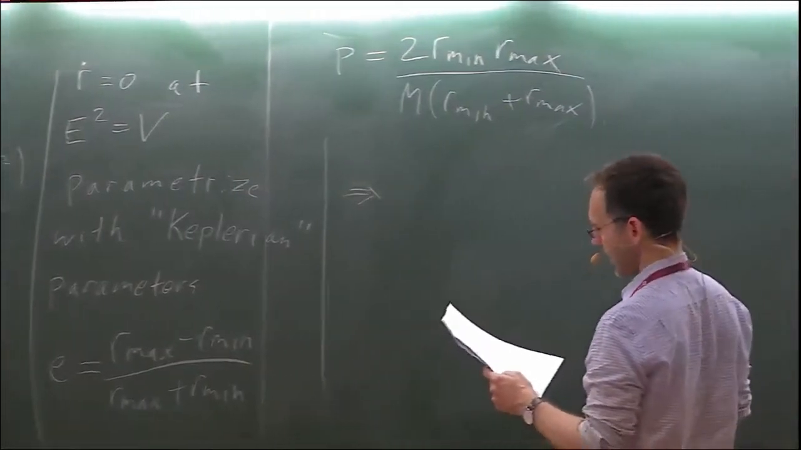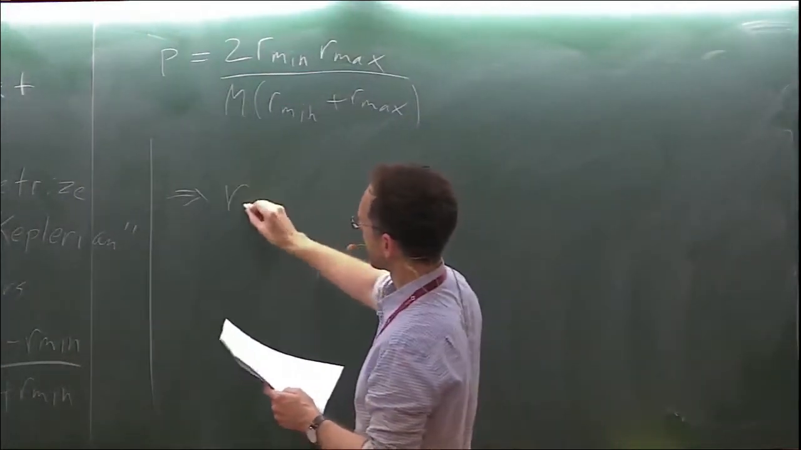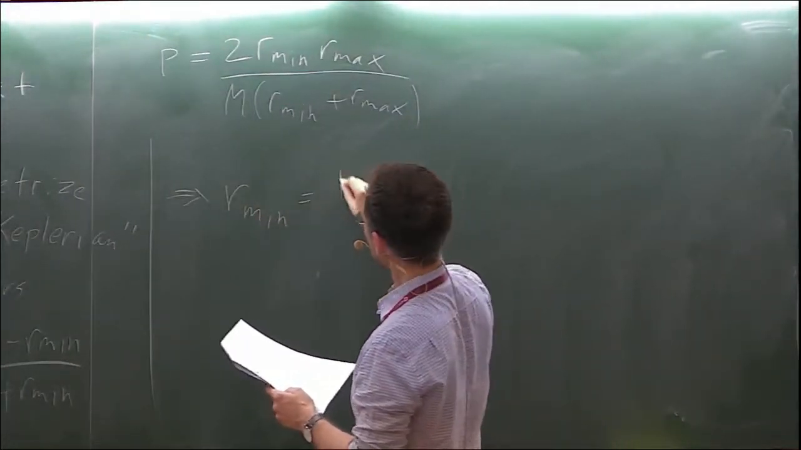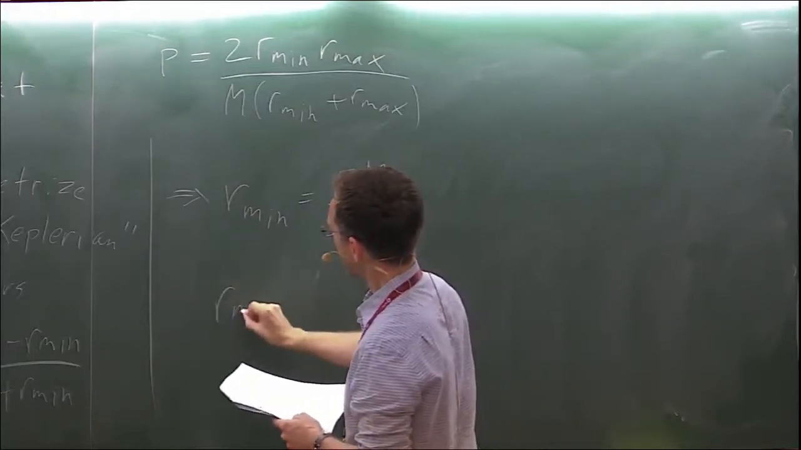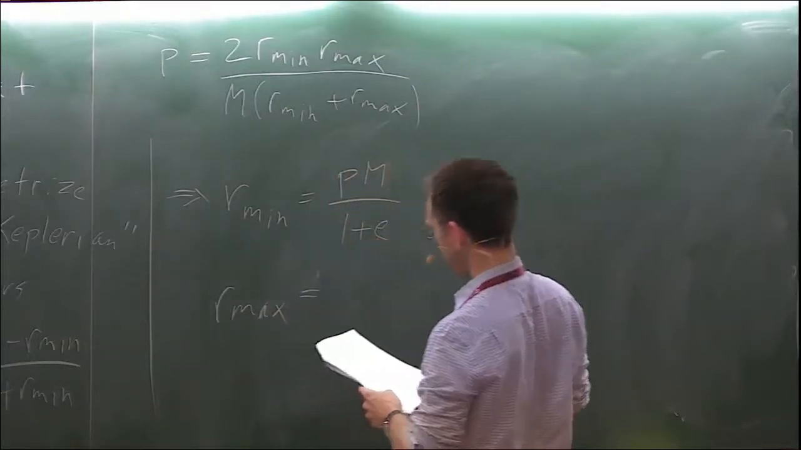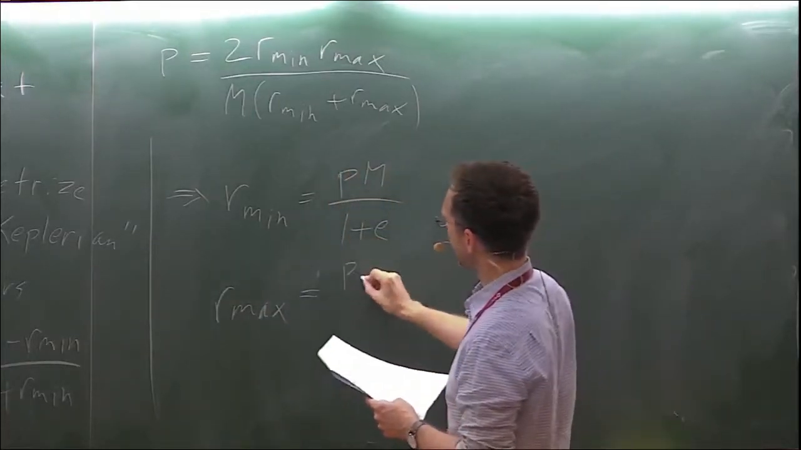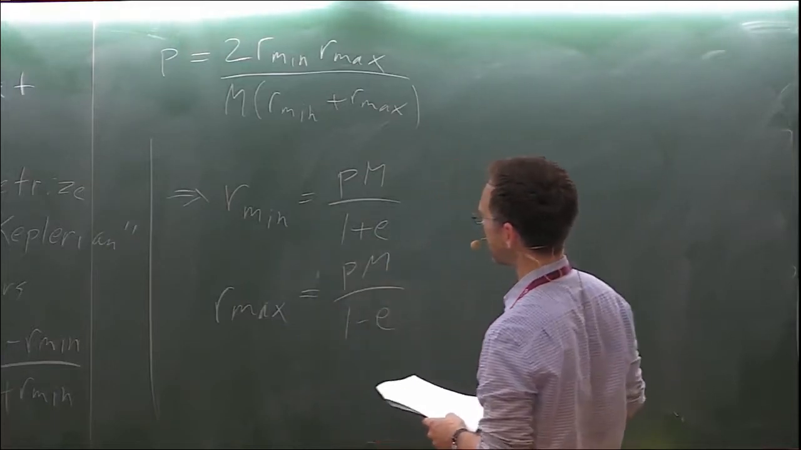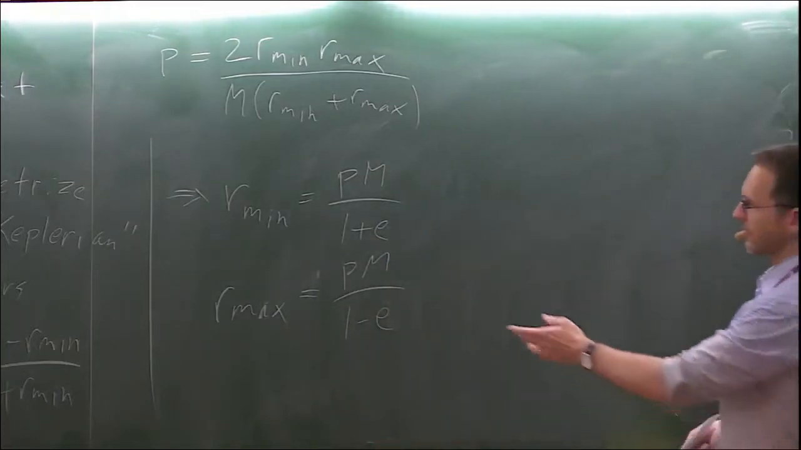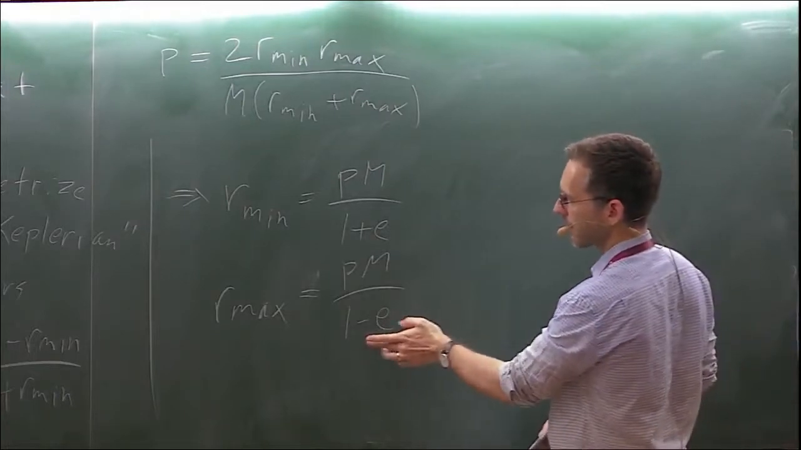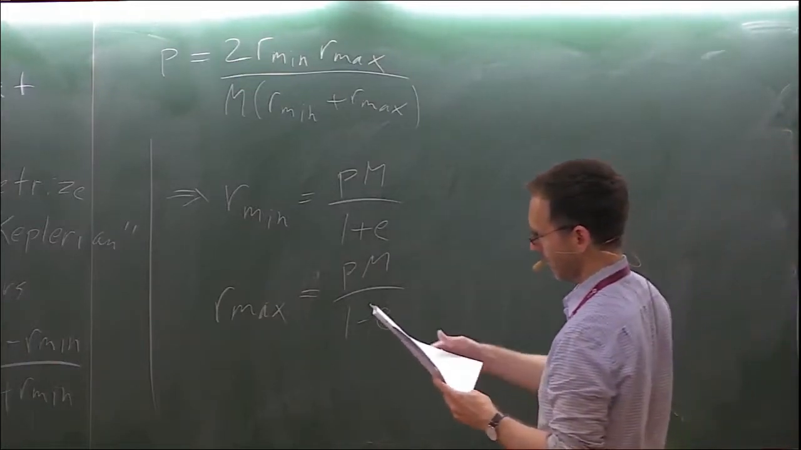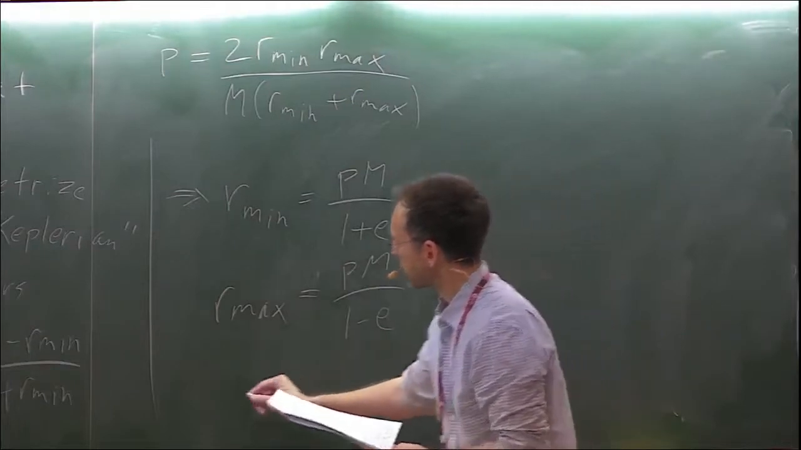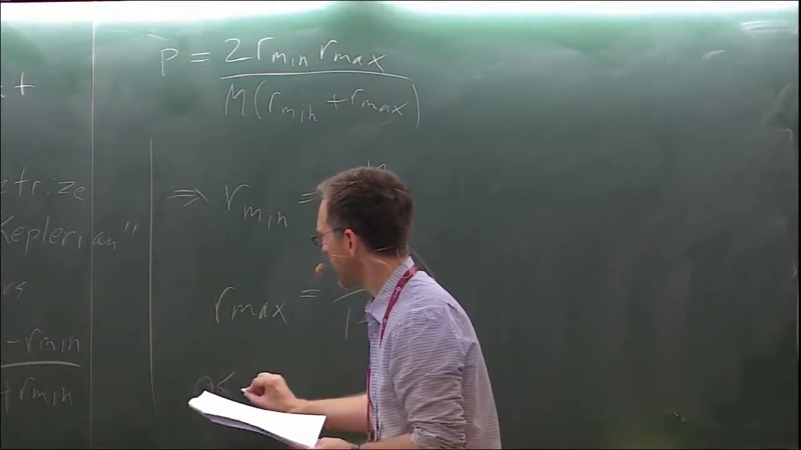Okay, so if we solve these two equations for R min and R max in terms of p and e, we get that R min is equal to p M over 1 plus e, and R max is equal to p M over 1 minus e. So here you see if the eccentricity is exactly 1, R max is infinity, so that's the case where you just go all the way out to infinity, never come back. So note that e is always between 0 and 1.